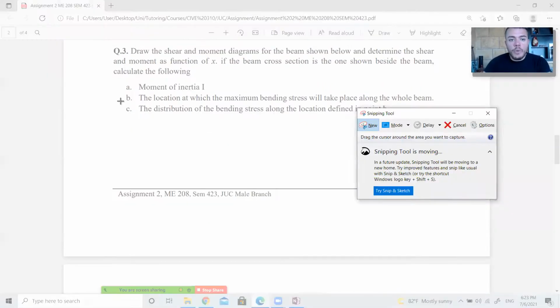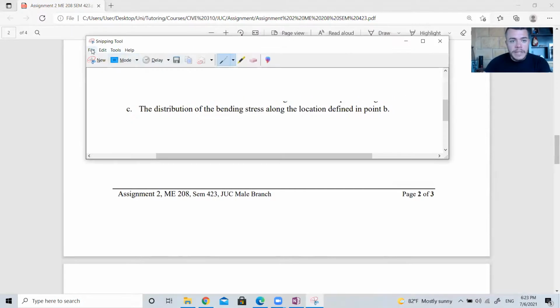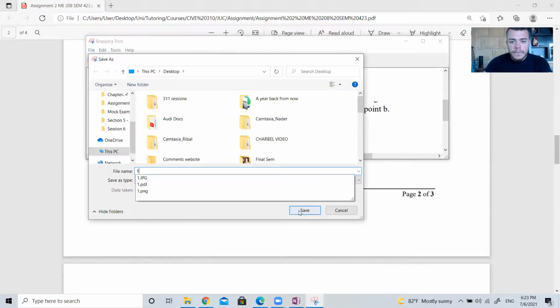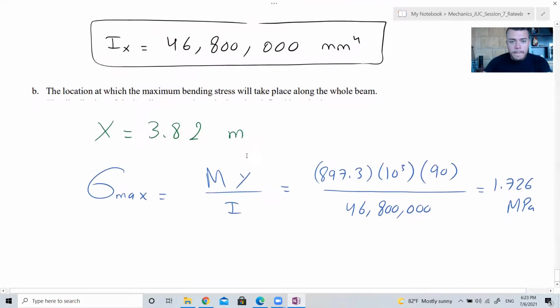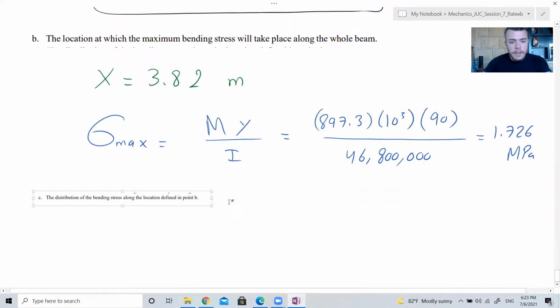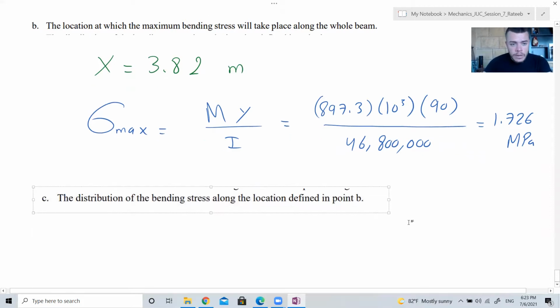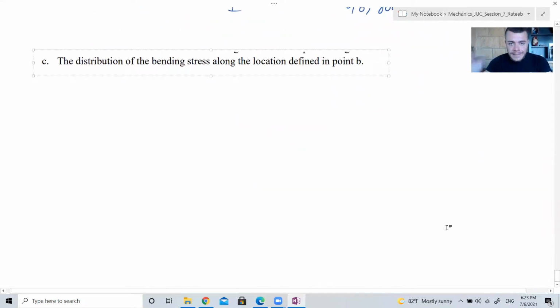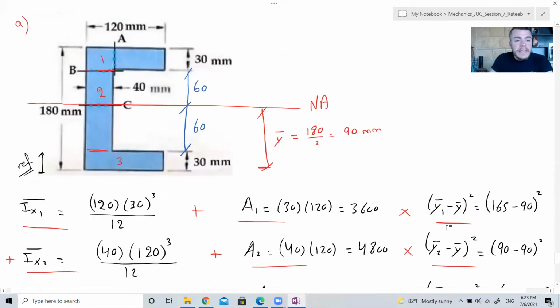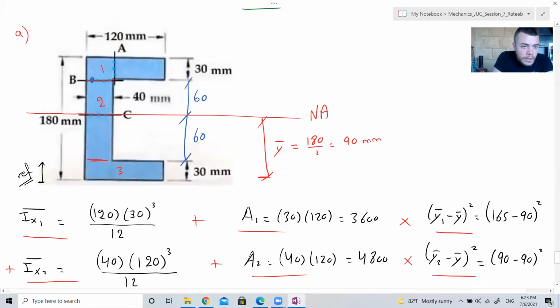Yes. Let's do two more parts and then we stop, please. You need to find the distribution of the bending stress along the location defined in point B. Point B is here. What is the bending stress in point B?